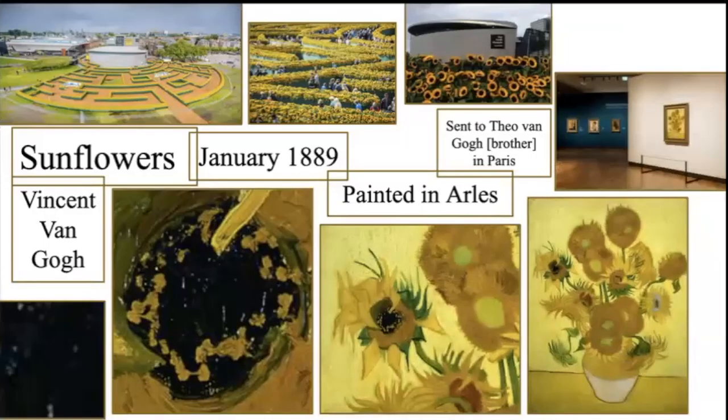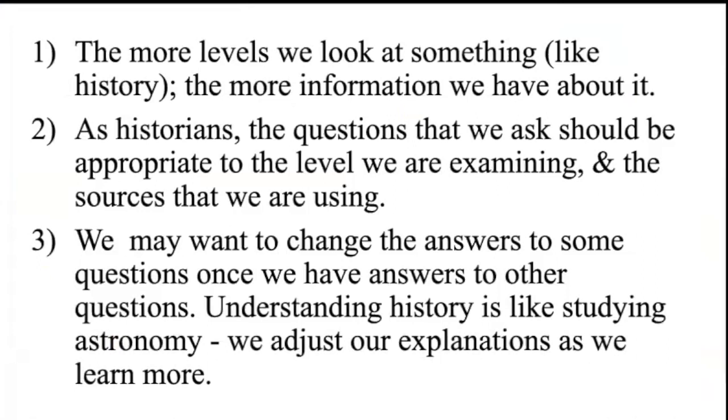The more folks studying related history, the more information we have, and the more we can relate pieces of information to one another. And then the more questions we will have, and so on endlessly. The painting is Van Gogh's Sunflowers, and I've put a tiny bit of relevant information that we can learn about this on the slide, depending on what level we're analyzing the painting. Three points here. The more levels we look at something like history, the more information we have about it.